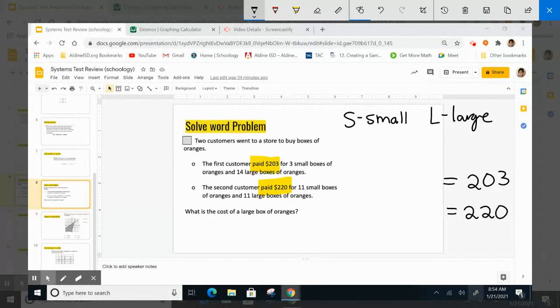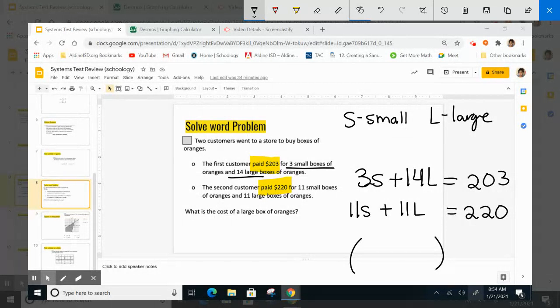Now we need to see what they bought. So the first customer bought three small, so we're going to say 3S, and they bought 14 large. So that's the first equation. And then the second customer bought 11 small and 11 large. So what we're doing is we're trying to figure out which is the large boxes.